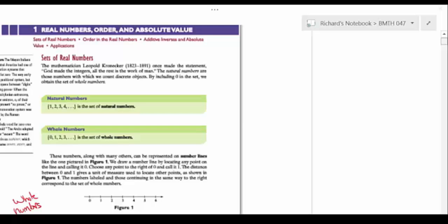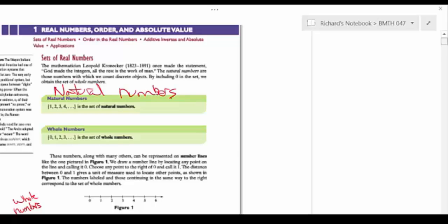The first set of numbers I'm going to talk about are the natural numbers. Natural numbers are counting numbers: 1, 2, 3, 4. Natural numbers don't include zero, and they are strictly positive. There are no fractions, no decimals, just the numbers 1, 2, 3, 4, 5, nothing in between.